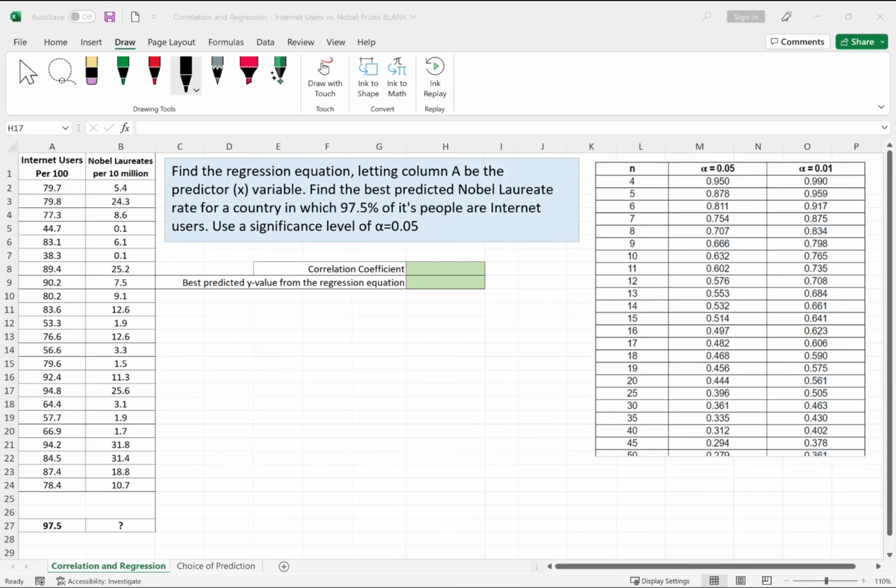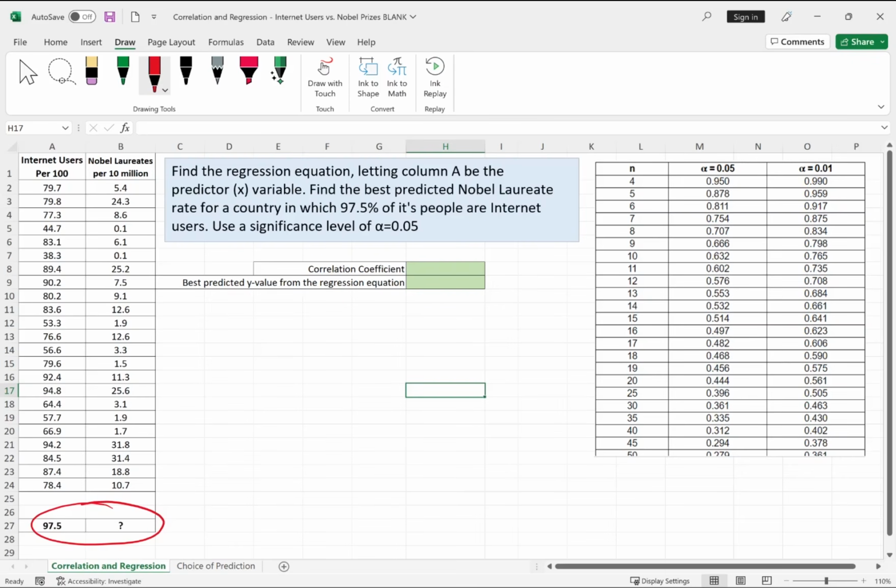Okay, so back to the question. We're looking at the correlation between these two sets, and the directions in the blue box don't mention find the correlation coefficient, but we have to do that first before we can answer this question. So what we need to do is find the best predicted Nobel laureate rate, or how many Nobel Prize winners per 10 million would you expect in a country in which 97.5% of the people use the internet. Okay, so that's what we have down here in the bottom left-hand corner. That question mark is what we're looking for.